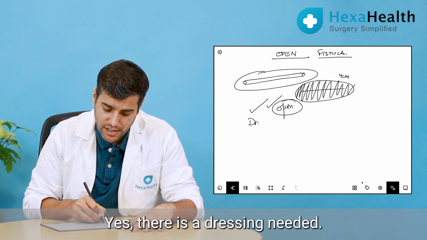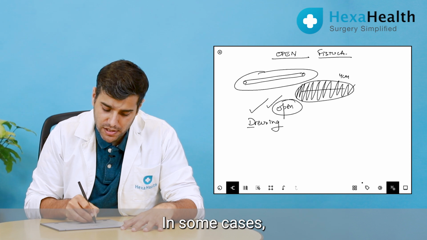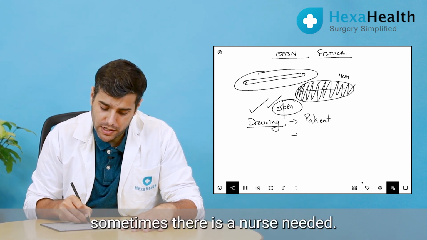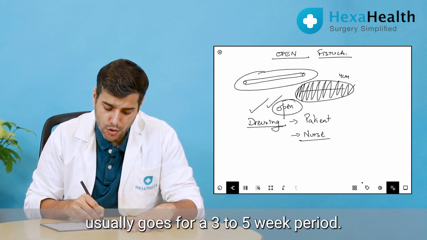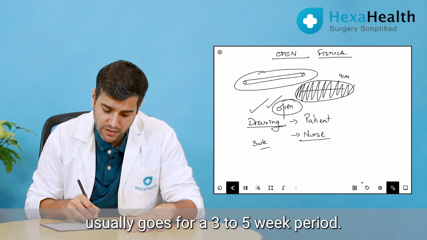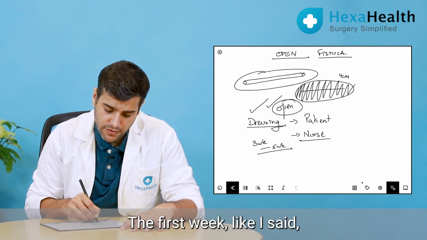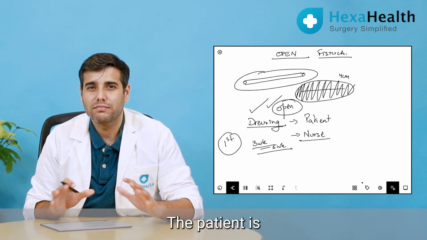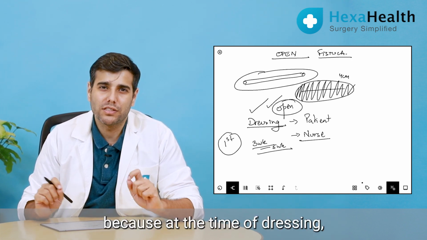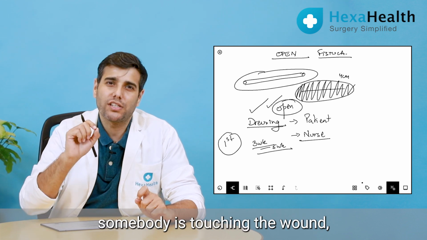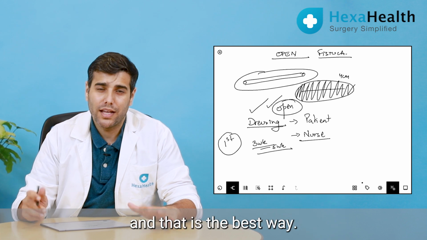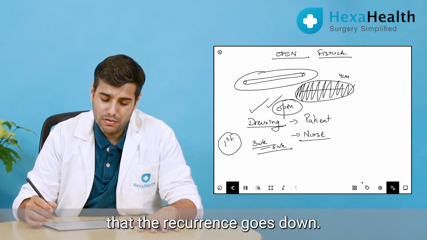Yes, there is a dressing needed. In some cases the patient is able to do it on their own. Sometimes a nurse is needed. This dressing usually goes for a 3 to 5 week period. The first week, like I said, is difficult. The patient is in some pain because at the time of dressing, somebody is touching the wound, there is some pain, but that's the way the treatment is, and that is the best way that the recurrence goes down.